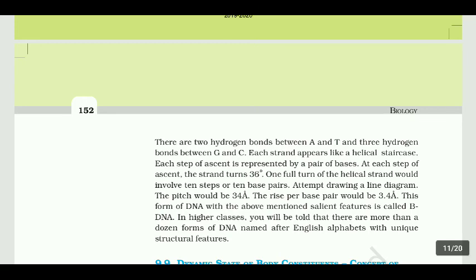Attempt drawing a line diagram. The pitch would be 34 angstrom. The rise per base pair would be 3.4 angstrom. This form of DNA with the above-mentioned salient features is called B-DNA. In higher classes, you will be told that there are more than a dozen forms of DNA named after English alphabets with unique structural features.